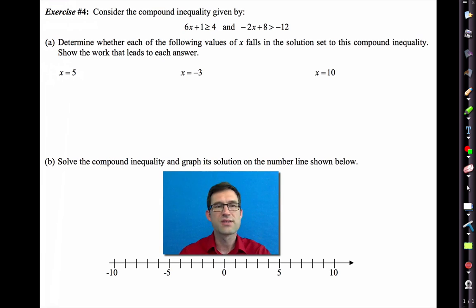All right, let's go through them. Now remember, we have an and here. So for an and, both have to be true. Both true. All right, so let me do this.